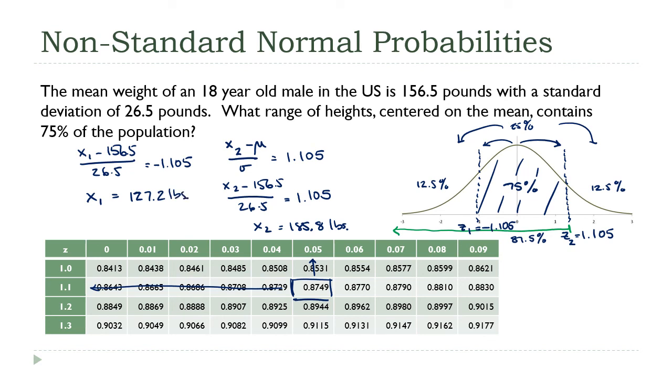So what's my answer then? 75% of the population are between 127.2 pounds and the upper limit, 185.8 pounds. There are my ranges.